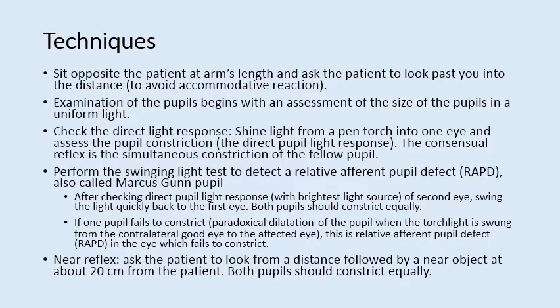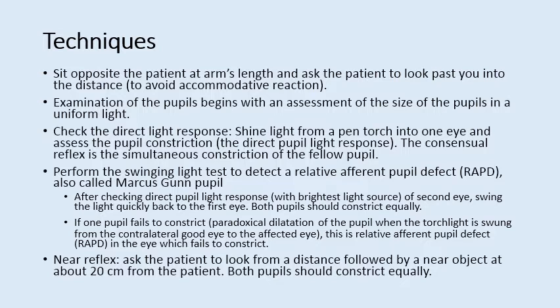To examine the pupil, first of all, it should ideally be in a dim room light. After this, you need to sit opposite the patient at arm's length and ask the patient to look past you into the distance. This is to avoid accommodative reaction, in which the patient's pupil will constrict. The examination of the pupils begins with the assessment of the size, location, and shape in uniform light shone on the patient's face and eyes. After this, we check for the direct light response.